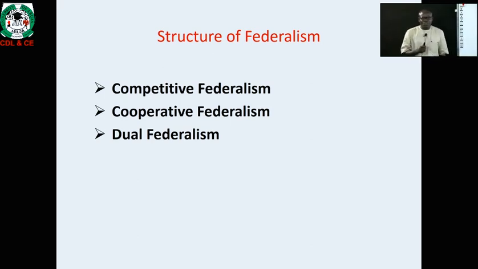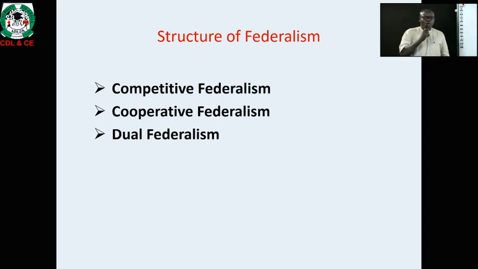Dual federalism seeks to identify the likelihood of tension in the area of overlap of responsibility. When there is an overlap of responsibility, dual federalism is the type of federalism that tries to focus on these tendencies, and then the document that is always resorted to is the Constitution.